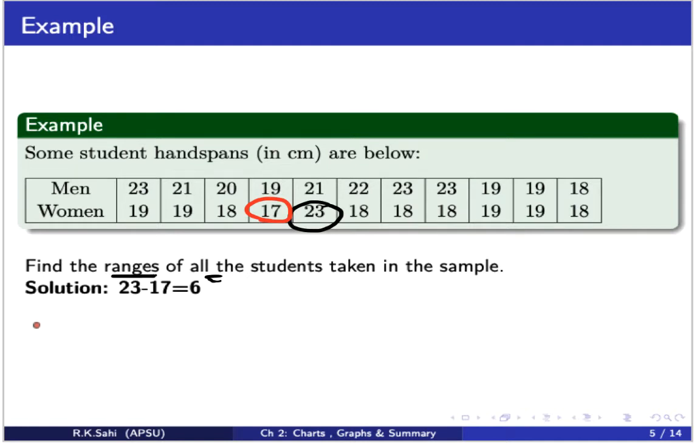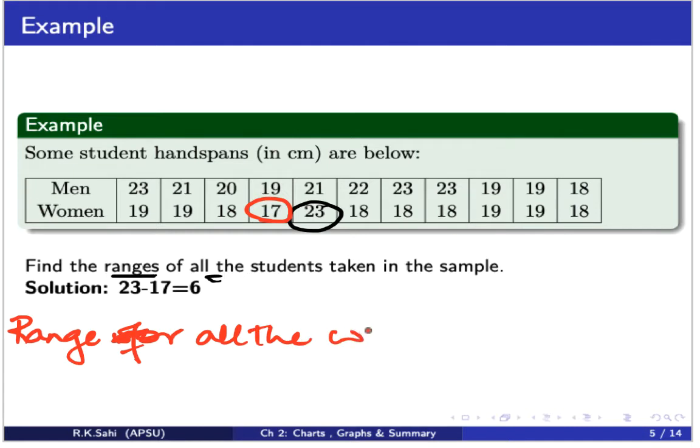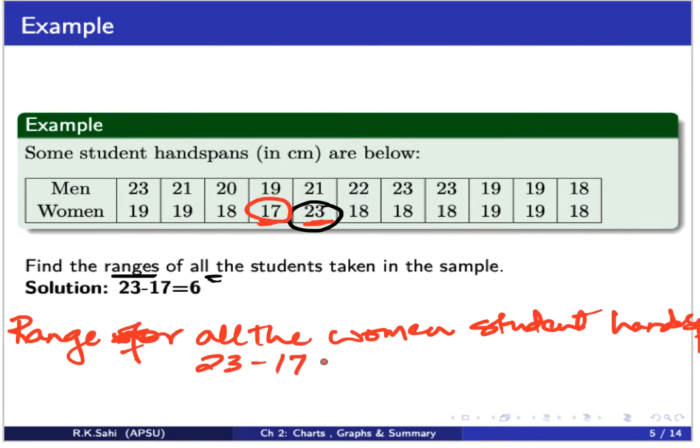Now suppose I had asked the question, what is the range for all the women student hand spans? Okay. So look at all these hand spans which are for the women. The highest is 23, the lowest is 17. So it's the same as for all the students. So it's 23 minus 17, which is equal to 6.